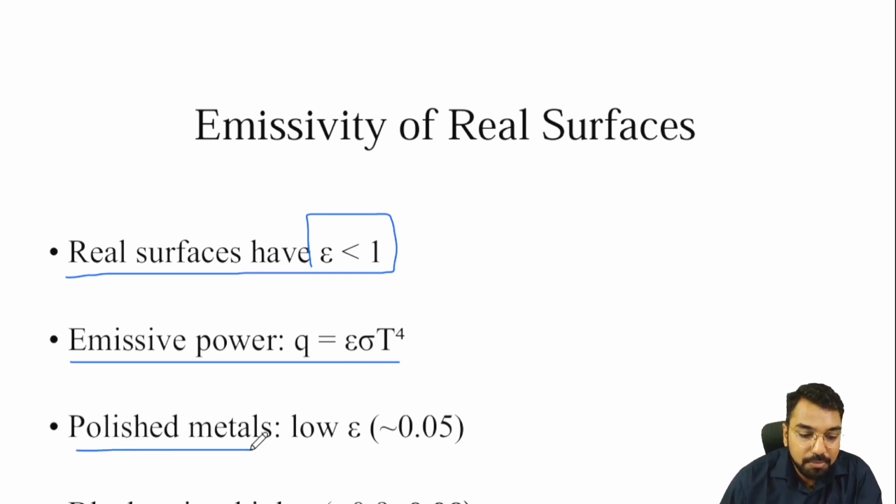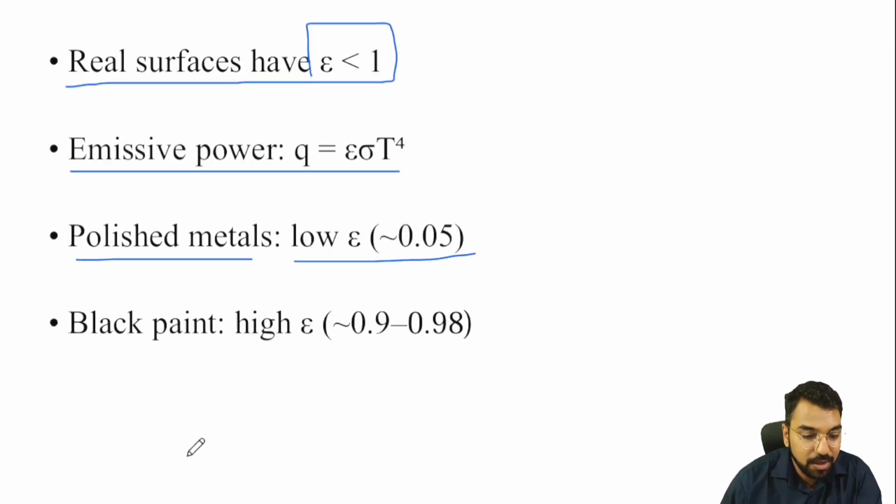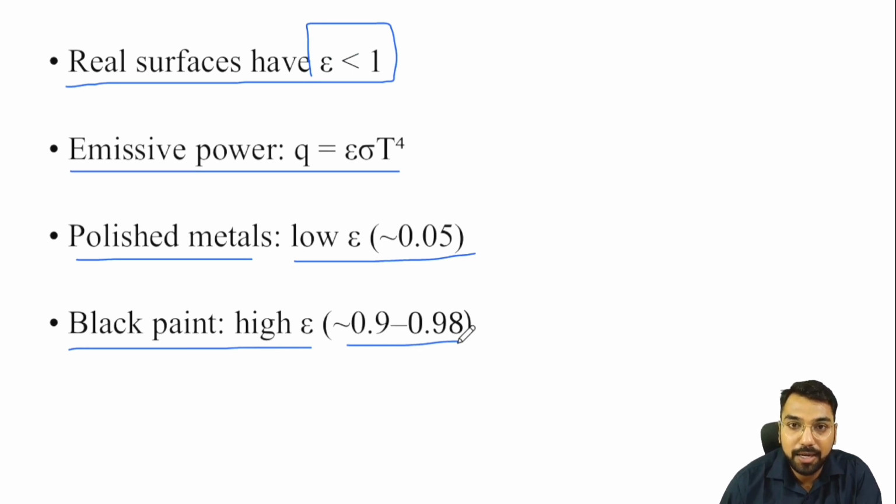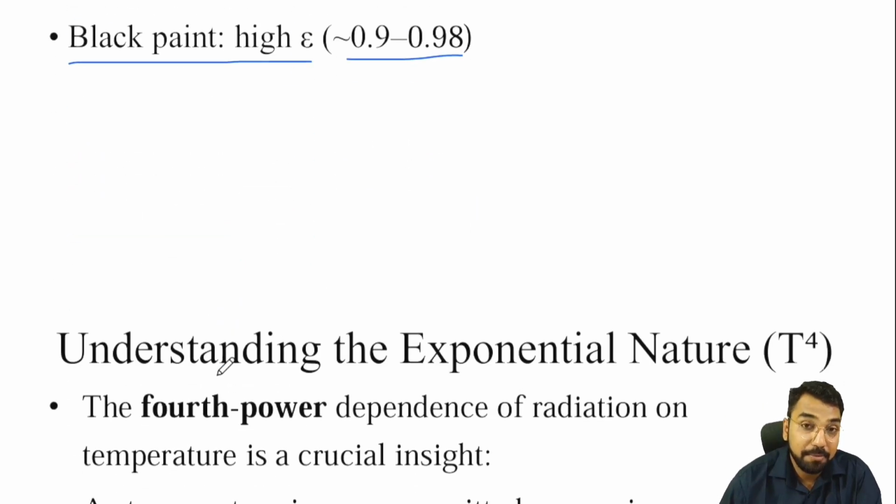For polished material, we can observe low emissivity. That's why polished metals are good reflectors. They are not good emitters or absorbers of heat in the form of radiation. Black paint has higher emissivity, approximately 0.9 to 0.98, so it approximately acts as a black body. Black paint can absorb and emit radiation at maximum possible power.